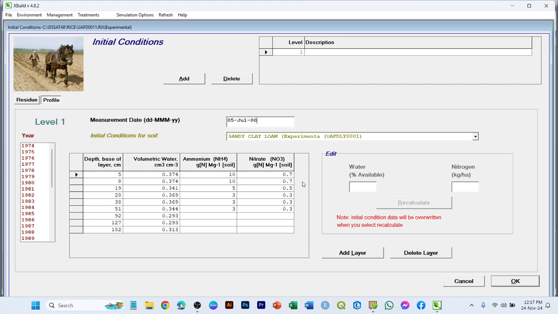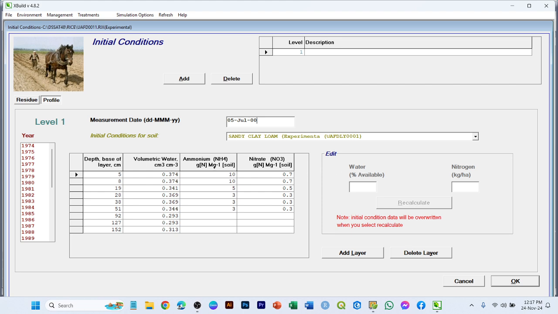On the left side you have the reddish colored years. This is the complete year file that already exists in the model, so don't worry about that, and you have to leave it blank. No need to select any year. While in the central table, that is the depth base of layer in centimeter.